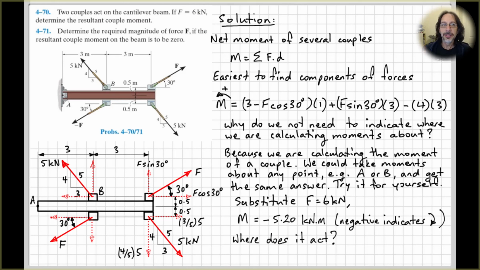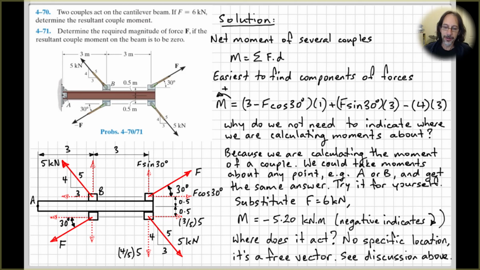Okay, so where does this net moment act? Right, it acts at no specific location. Right? It's a free vector. Okay, and the fact that it's a free vector is shown by what we discussed here, that we could take moments about any point we like, about point A over here, about point B, about this point down here, about a point somewhere between the forces, a point here, doesn't matter. They'll all come out to be the same answer.